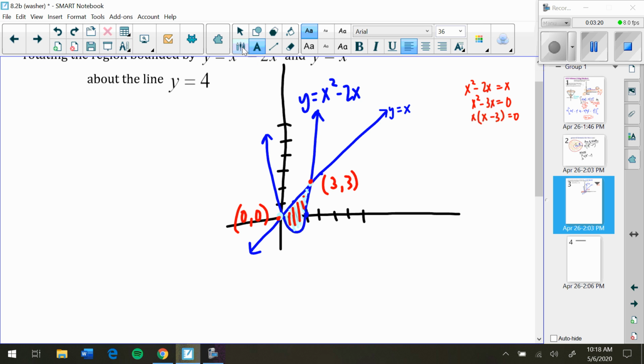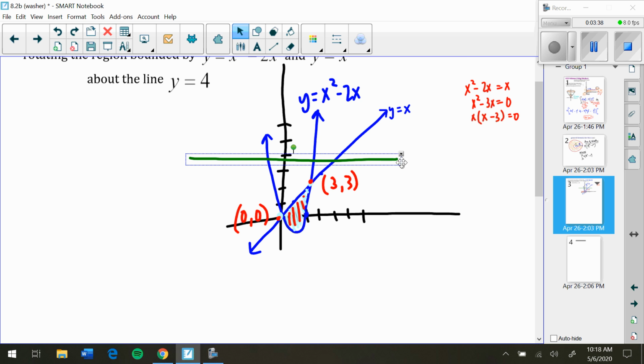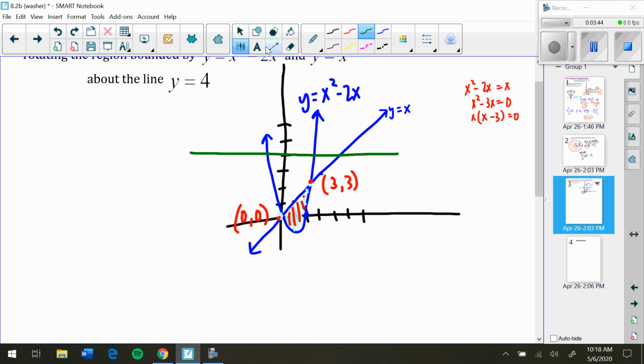All right, here's the tricky part about this problem. We are rotating this about the line y equals 4. So 1, 2, 3, 4. Okay, here's our line y equals 4. Let's see if I can make a straight line. Well, not terrible. Again, forgive me. Okay, this is the line y equals 4. And we are rotating around that line, y equals 4, meaning I'm taking this and going around this way. Okay, this is a little different than all the problems we've seen so far because, again, we're not rotating around the x-axis or the y-axis, we're rotating about a different line.